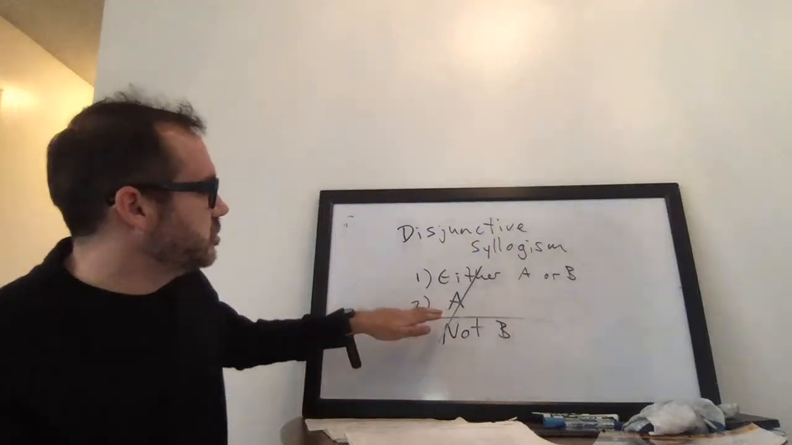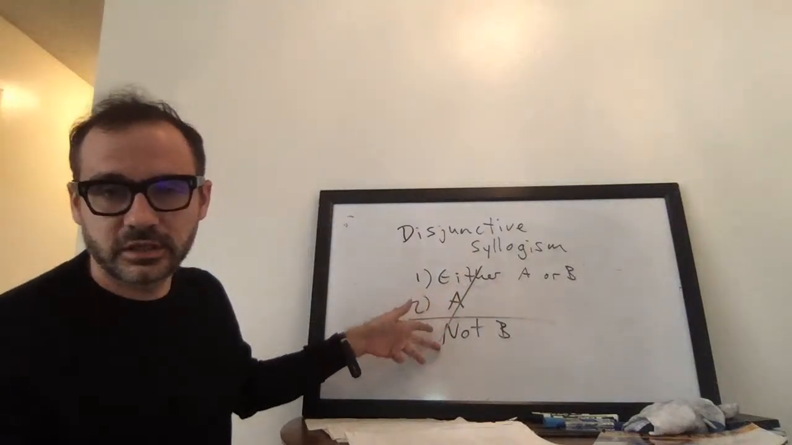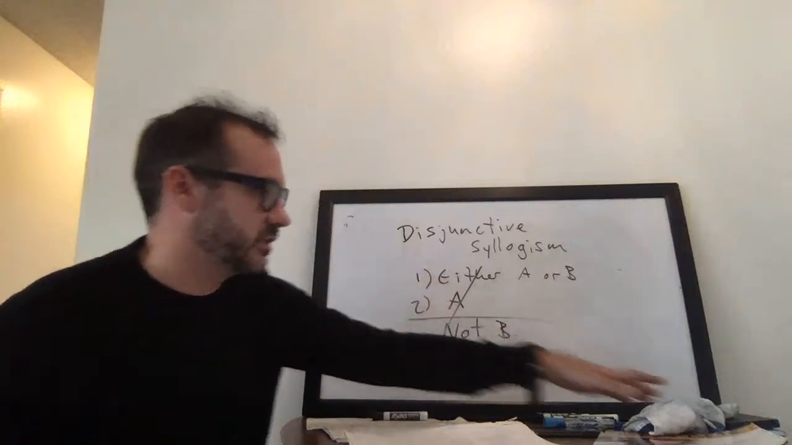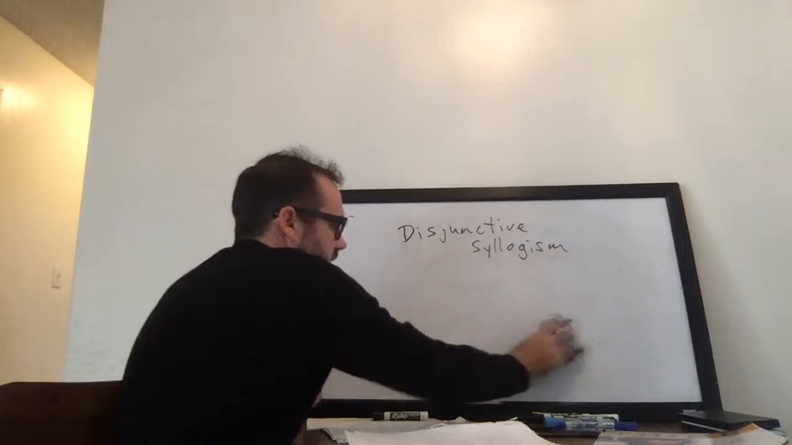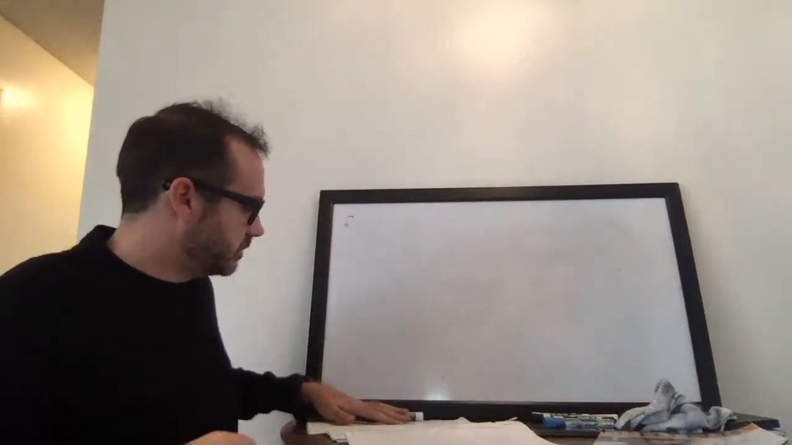Yeah, because you're not supposed to affirm the disjunct on the second premise. It has to be the elimination of one of the two disjuncts. So that is not correct. It has to be not A or not B on the second line. And then we conclude with the other non-eliminated disjunct.